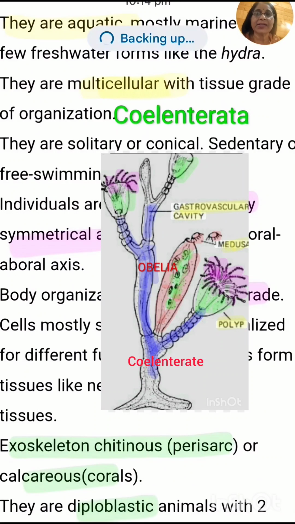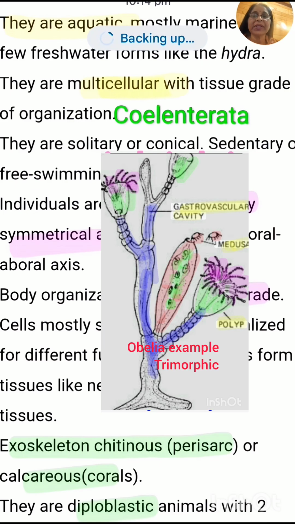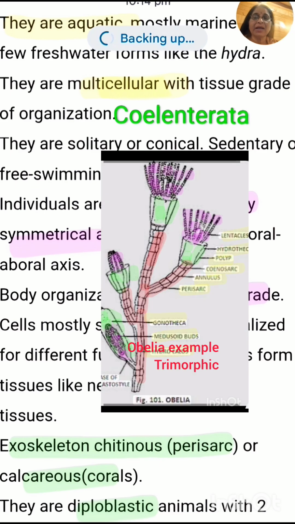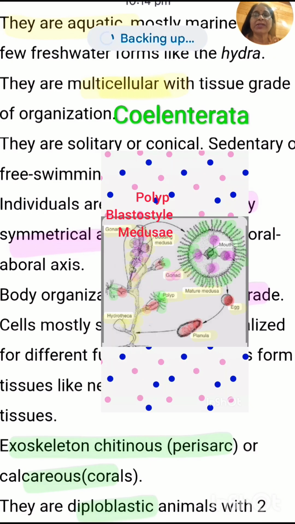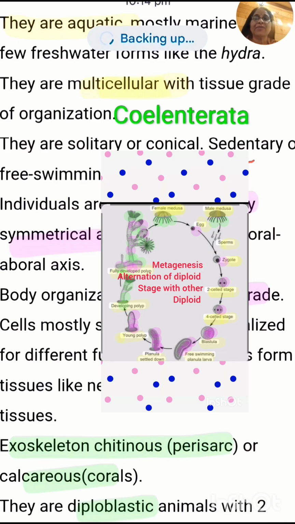Today we will study about the phylum coelenterata. So this is the phylum in which you will study the different kinds of animals like hydra and obelia. So these are the animals which are freshwater animals, and these are multicellular with tissue grade of organization.